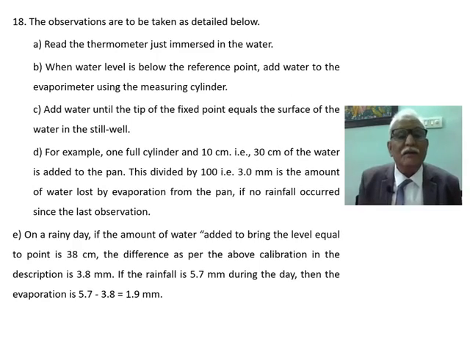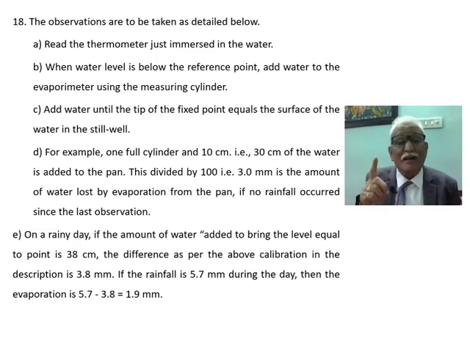First, read the thermometer. If the water level is below the reference point, add water using the measuring cylinder. Add water until the tip of the fixed point equals the surface of the water in the still well. There is water in the tank, and in the still well the water level should be equal, because the still well has a mechanism such that water flows into it and the level is maintained. The first condition is when the water level is below the reference point: add the water. That is number one.